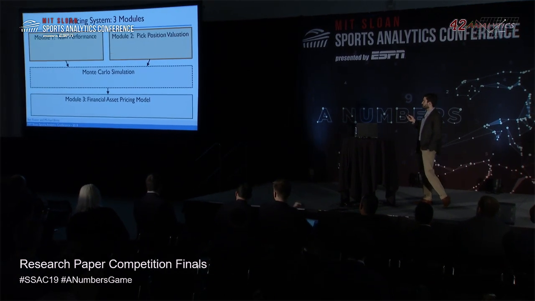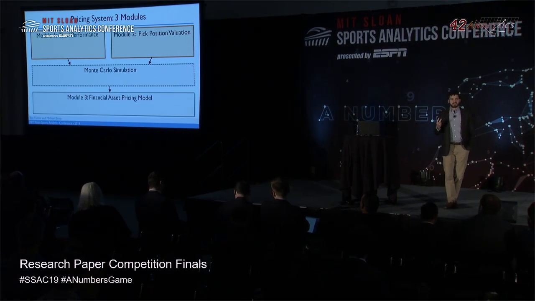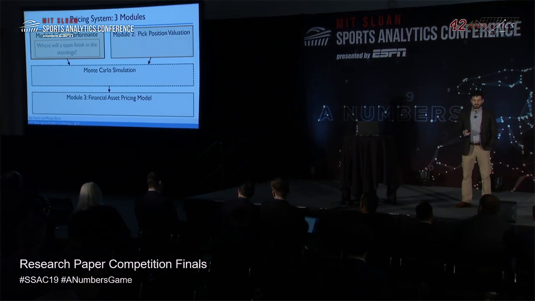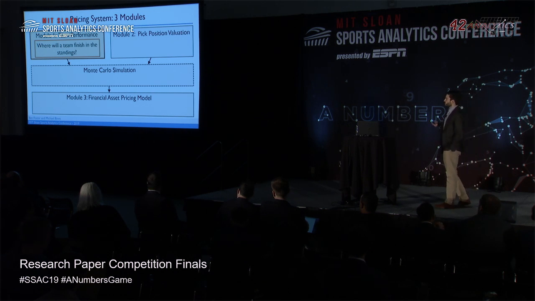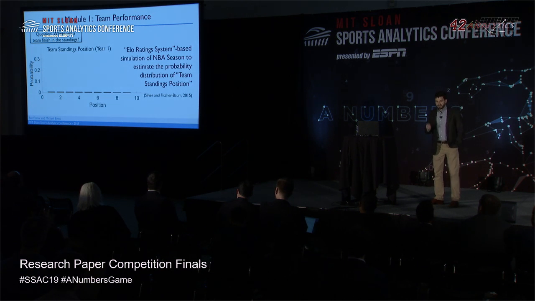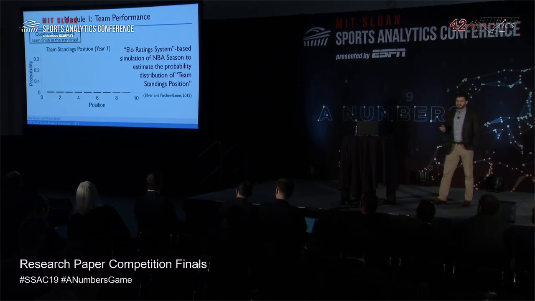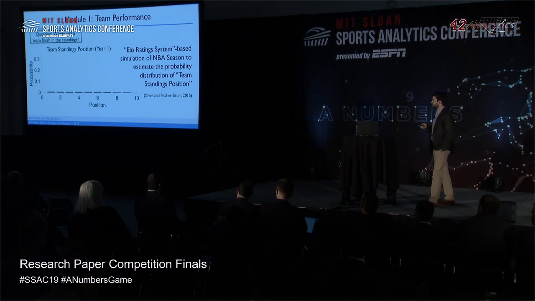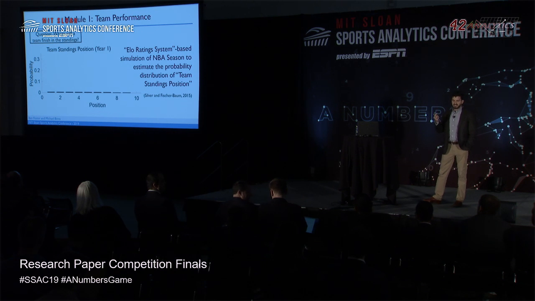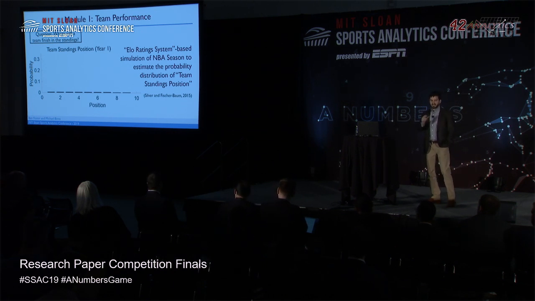So these first two are to capture two sources of uncertainty. One is in team performance. We want to answer the question, where will a team finish in the standings? To do this, we use an ELO ratings system-based simulation of the NBA season to try to estimate the distribution of a team finishing at any given standings position. This is actually inverted position, so 1 is the worst team in the league, and so on. We did that so that it lines up better with how we allocate picks.